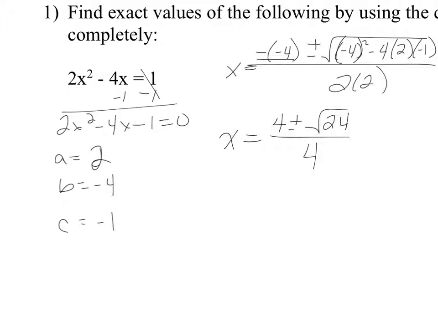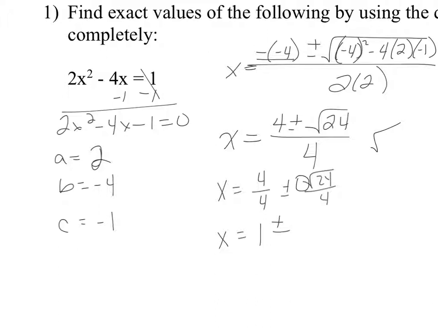Now from here you have to reduce. I want to take this and divide it into this and this into that. So that's what I'll do. 4 over 4 plus or minus the square root of 24 over 4. Now at this moment you have to be careful. This is 1, but this one has a radical and this one doesn't. They're 2 different kinds of numbers. You can't reduce them.